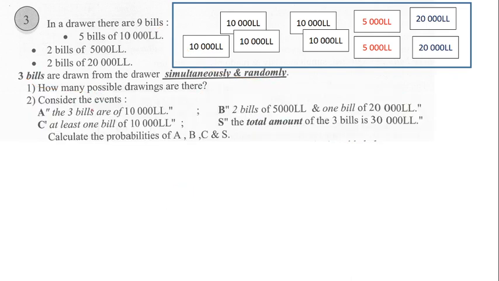Now in part 2, consider the events. You have events A, B, C, and S. Calculate their probabilities. Now you have to divide.